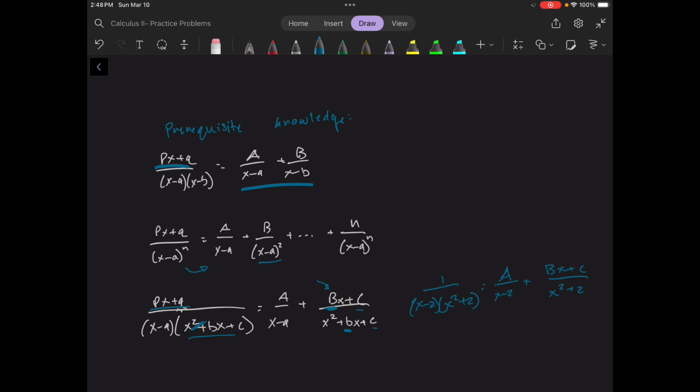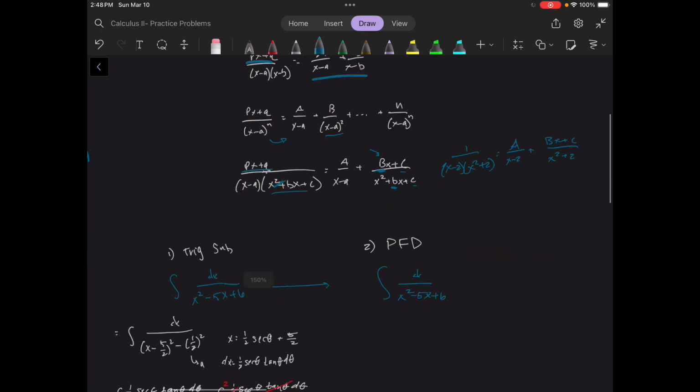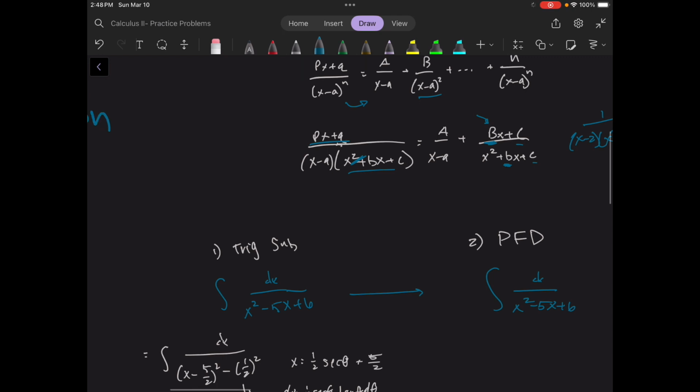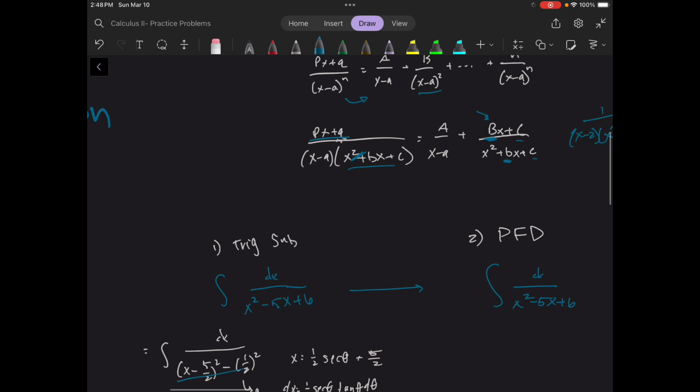So how do we apply this to integrals? Well, let's look at this integral, right? dx over x squared minus 5x plus 6. In the last video we looked at trig sub, and that's how you would solve this integral, because you could complete the square and get it to look like this, right?